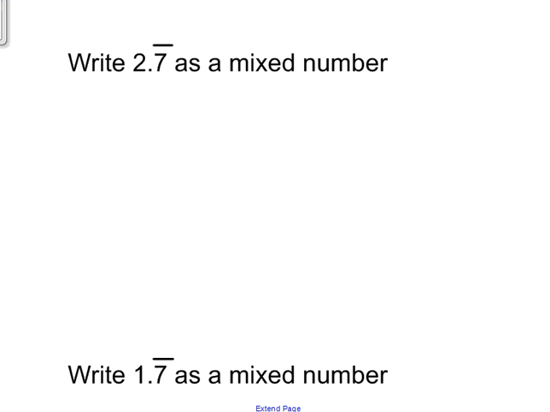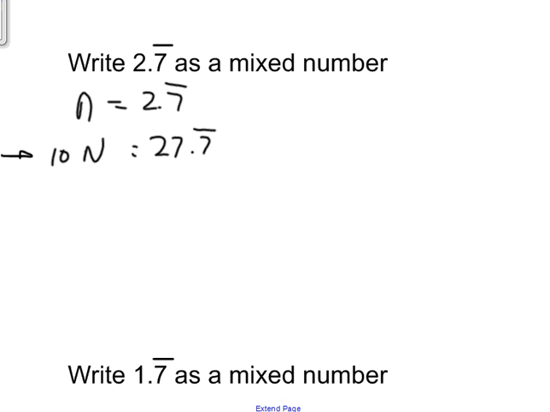Write 2.7 with a bar over the 7 as a mixed number. As a mixed number, so as a fraction. This has got a little bit of a trick in it. Let n equal 2.7 with the bar over it, so the number n. Now I'm going to do something to both sides of the equation so I can keep the equality the same. I'm going to multiply both sides by 10, so I'm going to say 10n is equal to 27.7 with a bar over it.